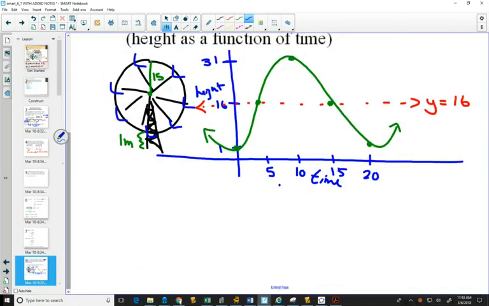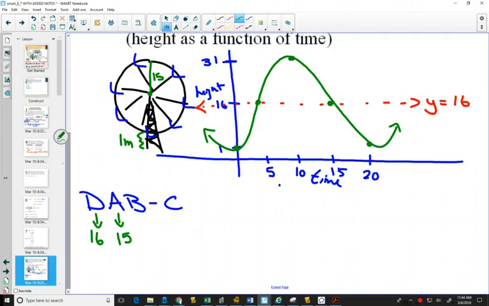Writing an equation for this graph requires us to think about DABC. What's our center line? Well, we already drew that in. That's already 16. What's our amplitude? We already talked about that being 15. So your D and your A value are really easy to figure out.